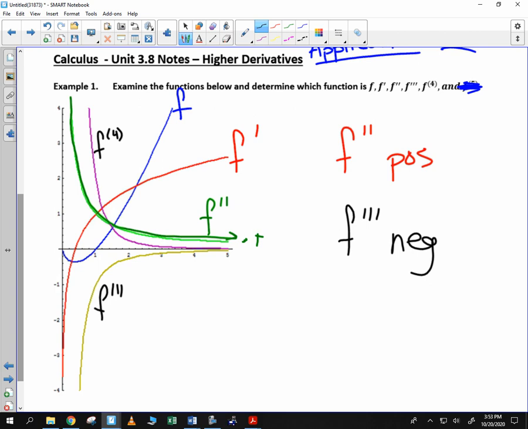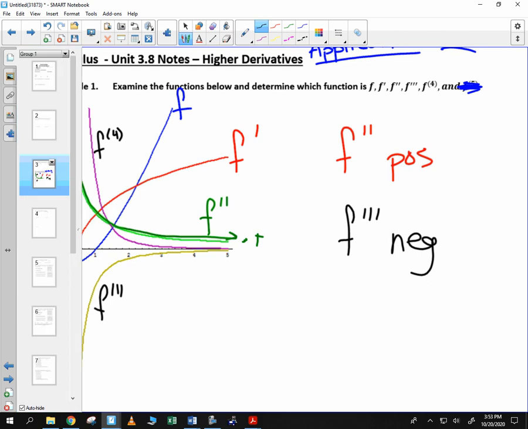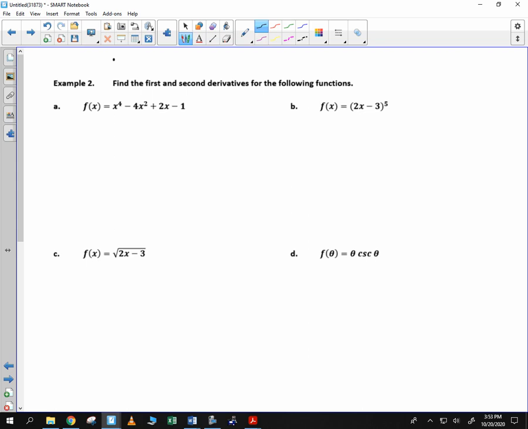So looking at graphs and determining derivatives, it's a little bit challenging. Don't feel like it's supposed to be easy. We'll kind of fight our way through it to some degree. But that's a graphical representation. The algebraic representation really isn't any big deal. Let's find the first and second derivatives of the functions.